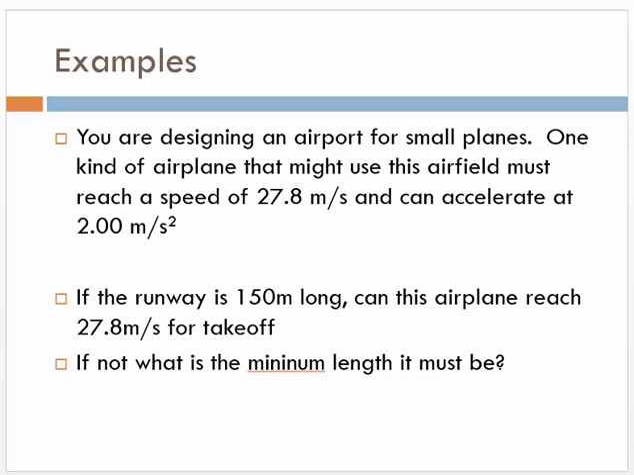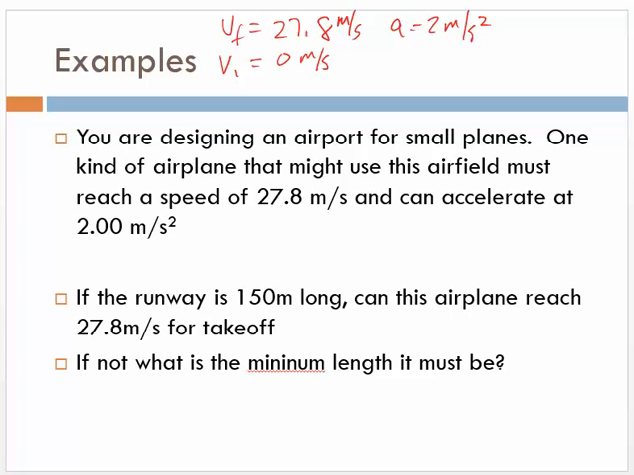Okay, you're designing an airport for small planes. One kind of airplane that might use this airfield must reach a speed of 27.8 meters per second and can accelerate at 2 meters per second squared. So what I'm going to do first is make a list. I'm going to write down the information they give me.